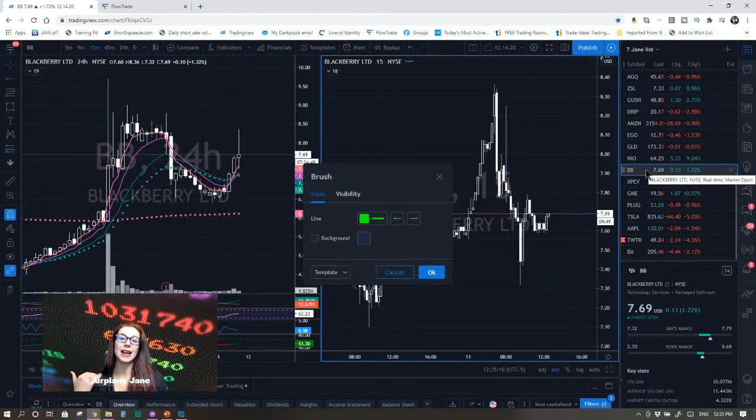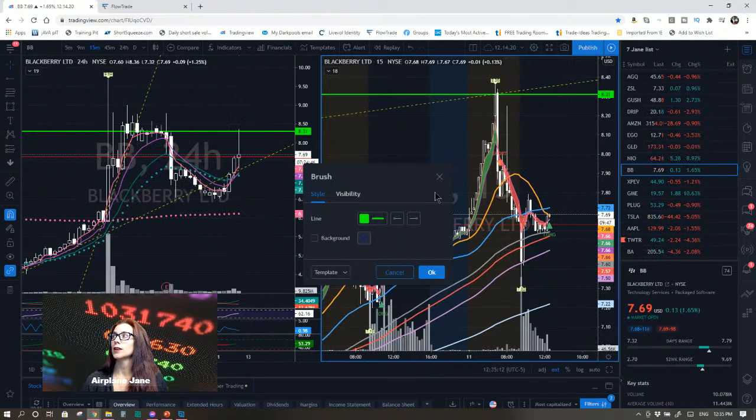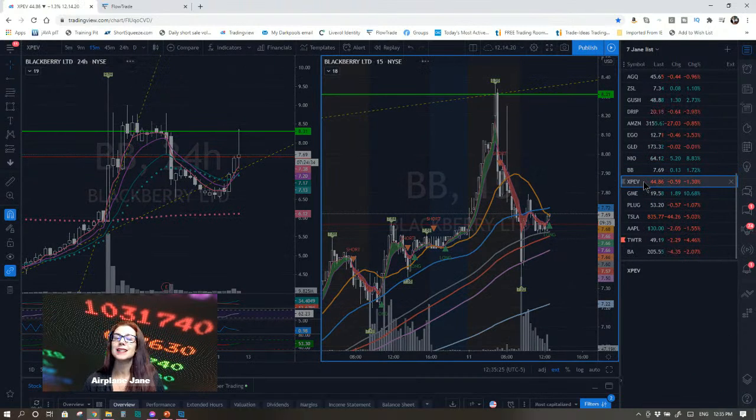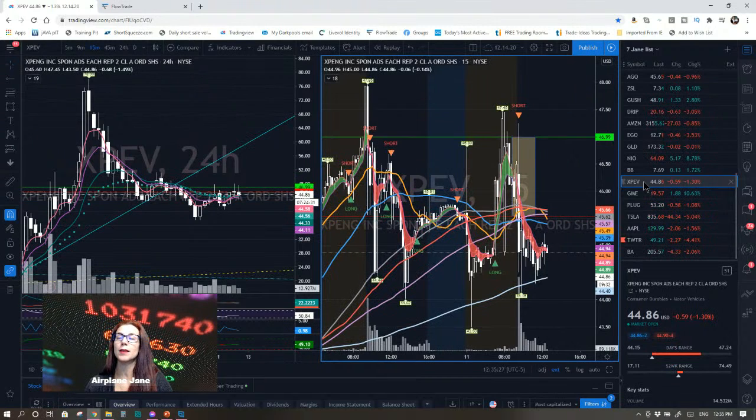BlackBerry, hey, Apple and Amazon have turned off Parler. Well, BlackBerry still has their own network. So this is interesting to see. This has offered a little bit of a short trade today as well. And XPEV looks to me to be setting up a bit of an inverted head and shoulders. So shoulder, head, shoulder. If we're able to break above 48, I would watch this up to 54.